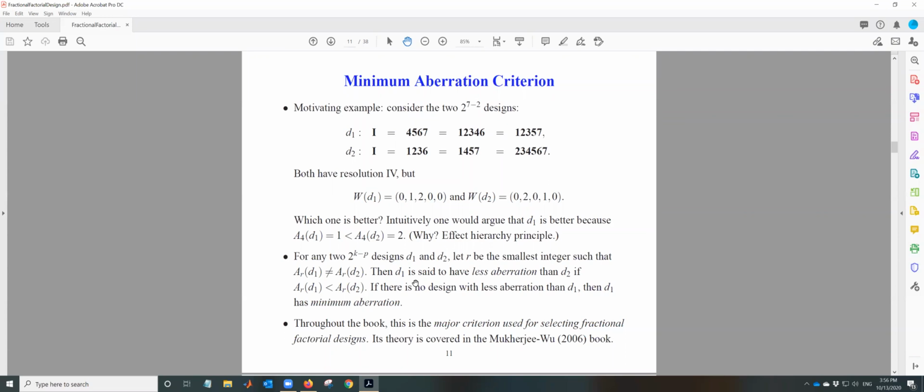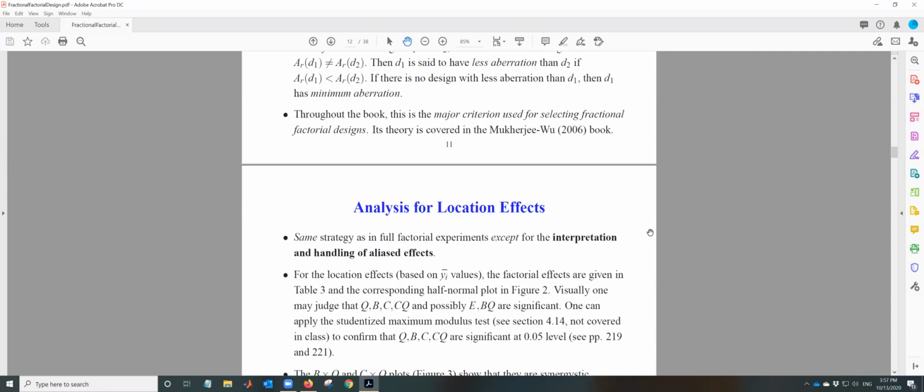For any 2^(k-p) designs, D1 and D2, let R be the smallest integer such that A_R(D1) does not equal A_R(D2). Then D1 is said to have less aberration than D2 if A_R(D1) is less than A_R(D2). If there is no design with less aberration than D1, D1 has minimum aberration. Throughout the book, this is a major criterion used for selecting fractional factorial designs. It's called the minimum aberration criterion.